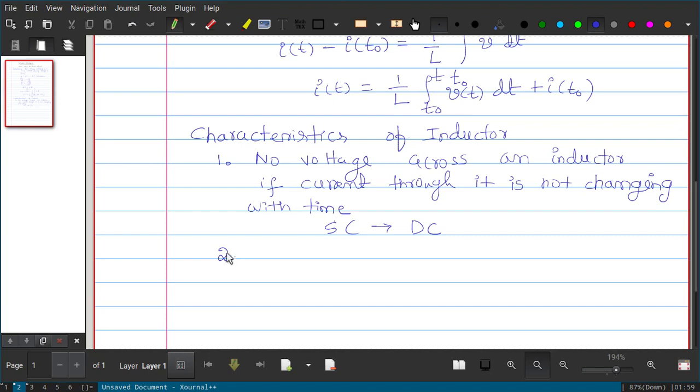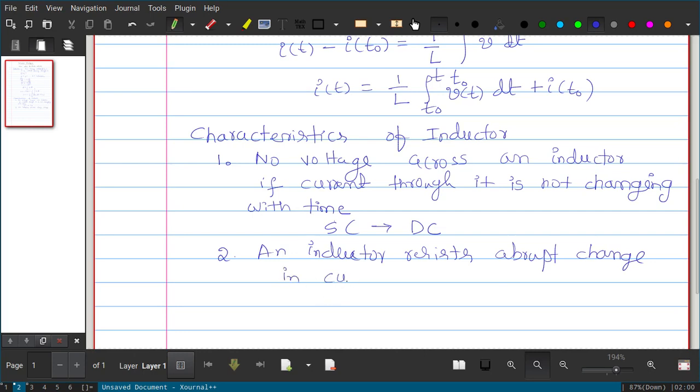And the second one is very important. An inductor resists abrupt change in current. Abrupt change in current through it requires infinite voltage. So this is the application of this characteristic we are going to use in the problems.